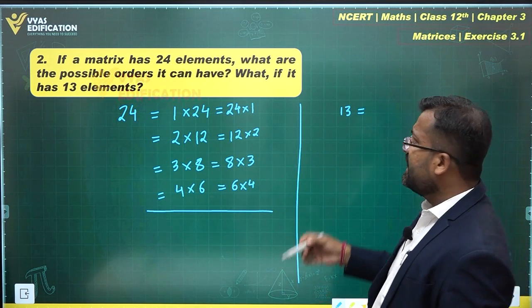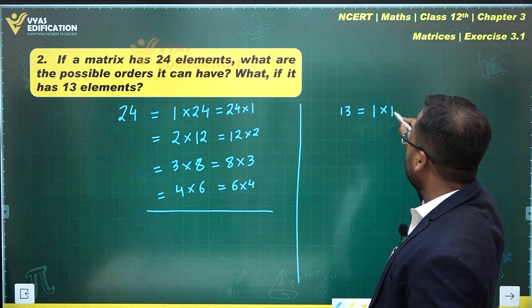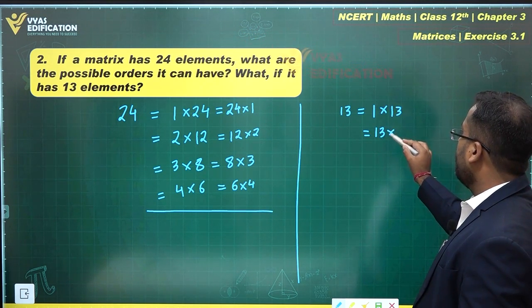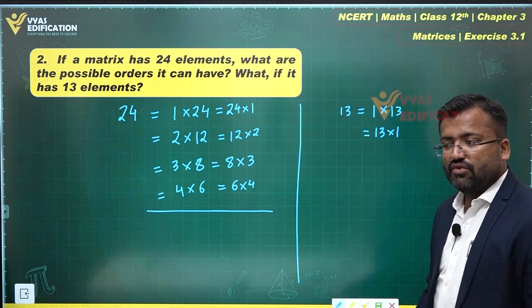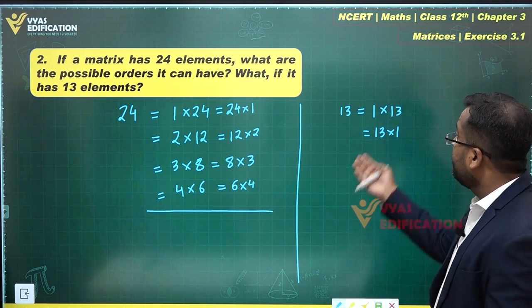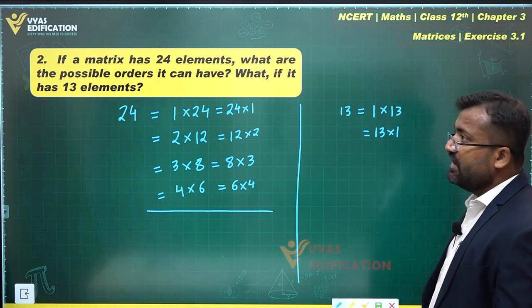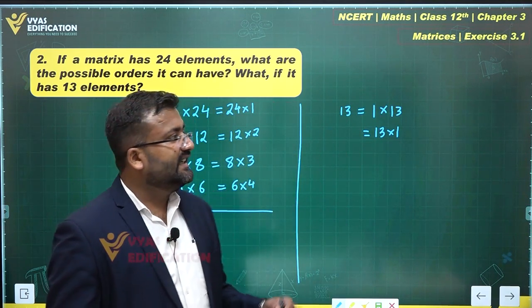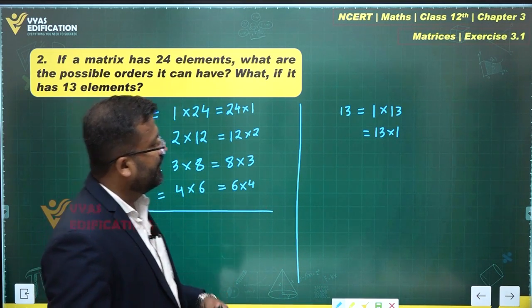Now when we realize that factorizing 13 does not give me many options, this can be 1 by 13 or it can be 13 by 1. Does 13 have any other factors? No, 13 does not have any other factors. Only factors are 1 and 13. So this is one of the possible orders and this is another possible order for this matrix having 13 elements in total, as you can see over here, right?